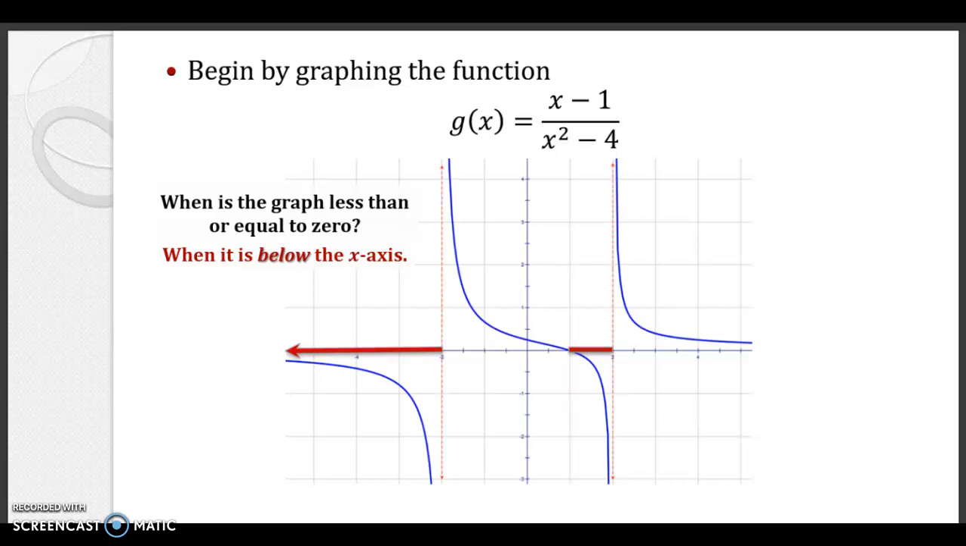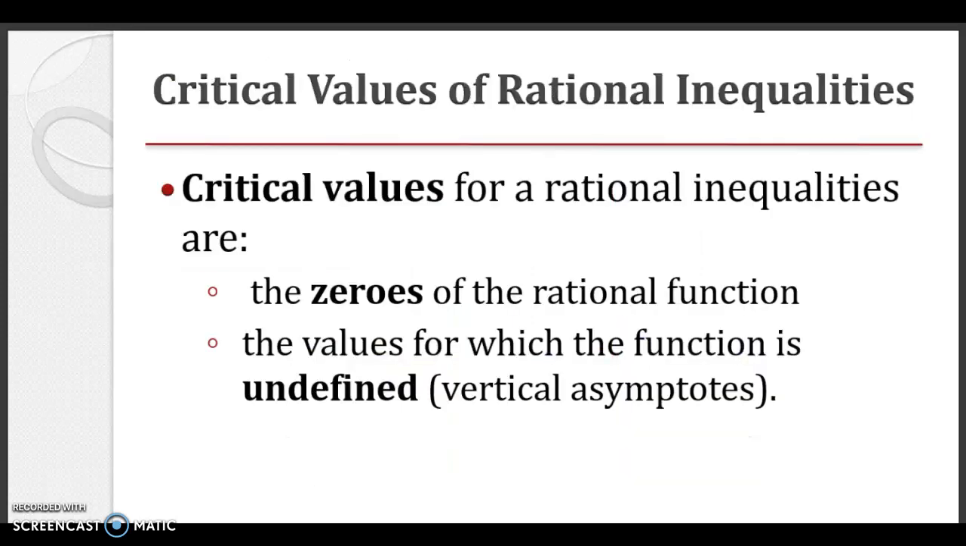So let's continue to talk about this idea. When we're graphing rational functions, what do we need to look for? We need to look for asymptotes, and we need to look for intercepts. So similarly, when we're solving rational inequalities, we're going to look for those as well. The critical values when we're considering rational inequalities are not only the zeros of the rational function, so where the rational function crosses the x-axis, but also the values for which the function is undefined, or the vertical asymptotes. So let's go back to the problem that we were going to discuss.